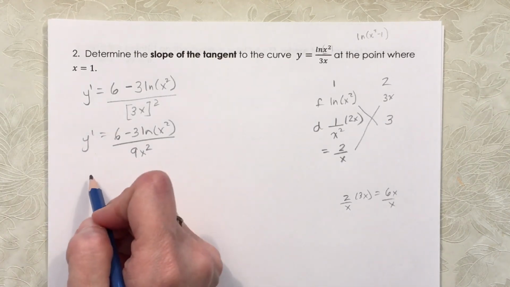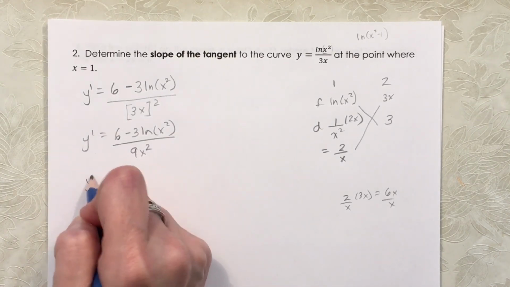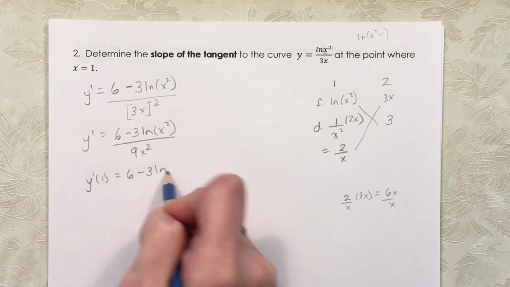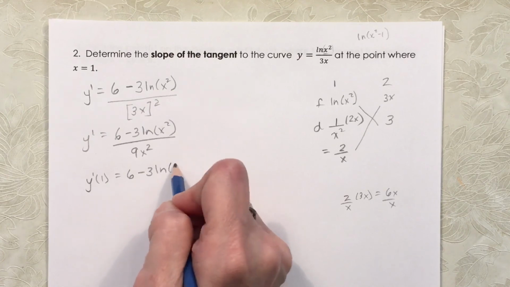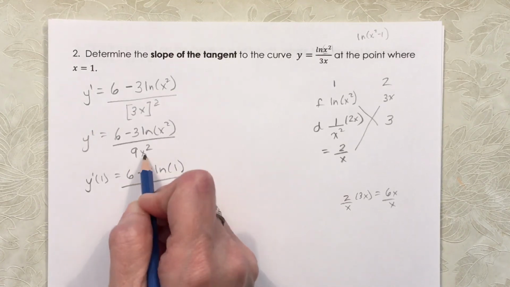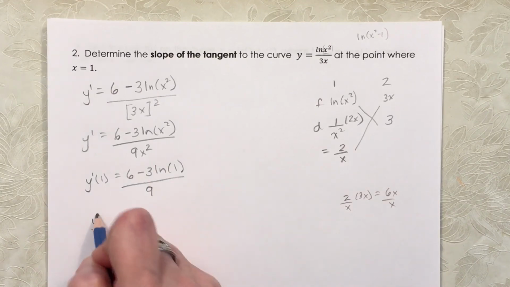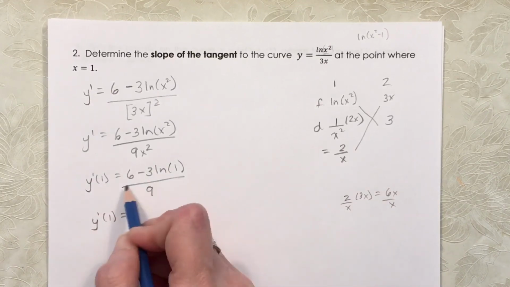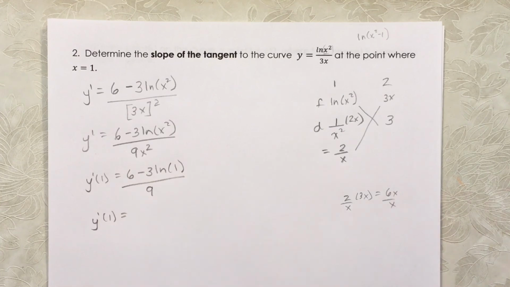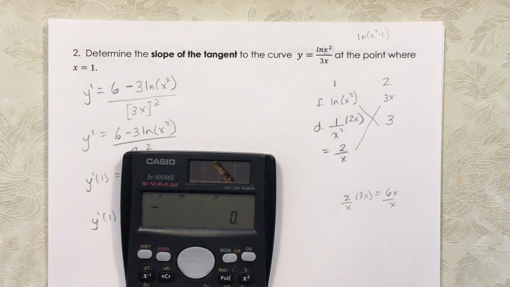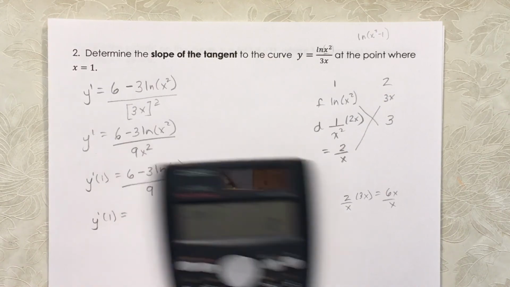Okay, so we want the slope of the tangent where x is 1, so we want y prime at 1. So that's 6 minus 3 times the ln of 1, because 1 squared is 1, over 9, because 9 times 1 squared is 9. So this is going to be, now normally I would say if it was ln 2, leave it as ln 2, but ln of 1 is special. So if you're trying the ln of 1, you should get 0.